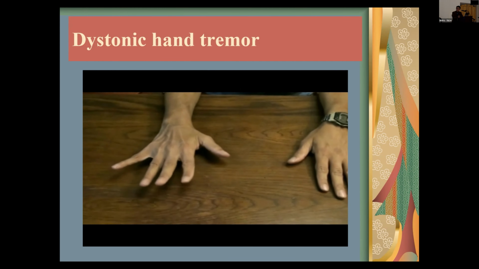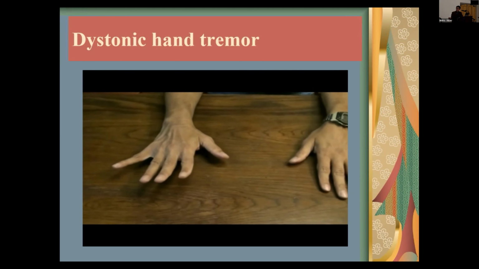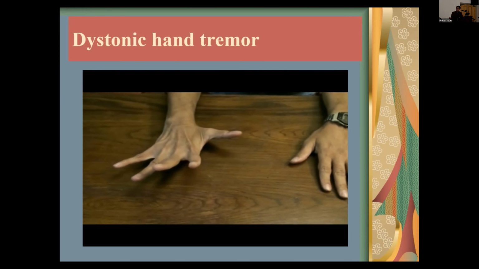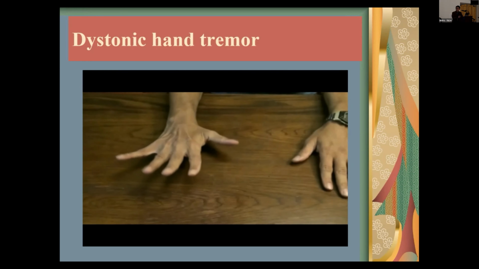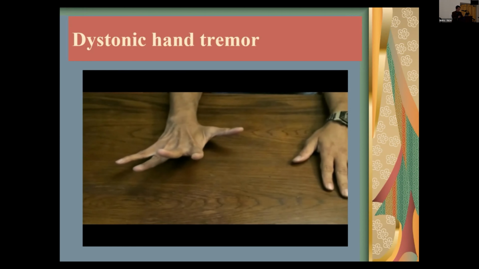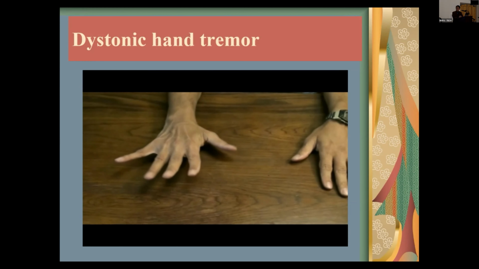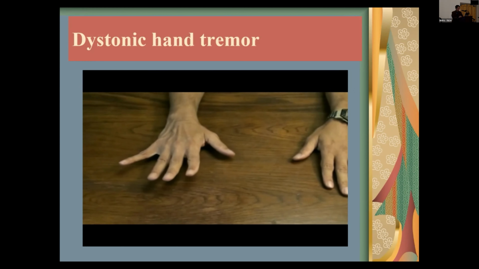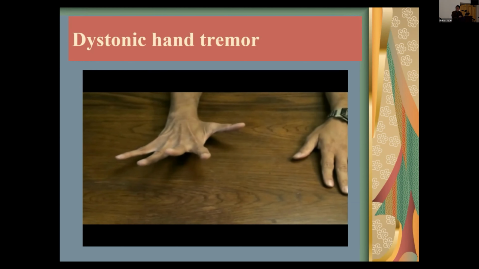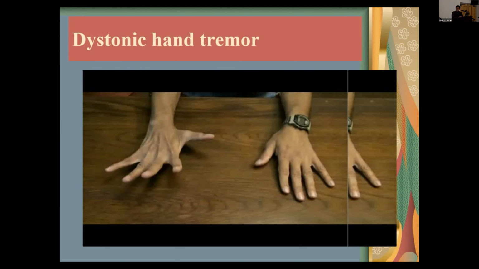So here's a patient with dystonia of the hands. You notice the fingers go up involuntarily. At the same time, you see a tremor right there. This has been diagnosed as essential tremor by many doctors in the past. And none of the medicines for tremor improved the hand tremor because this was not essential tremor. This was a dystonic tremor.